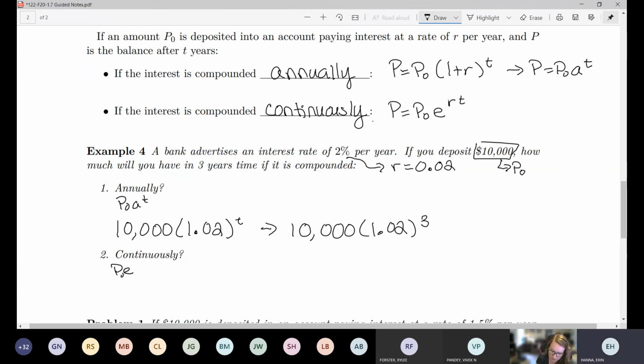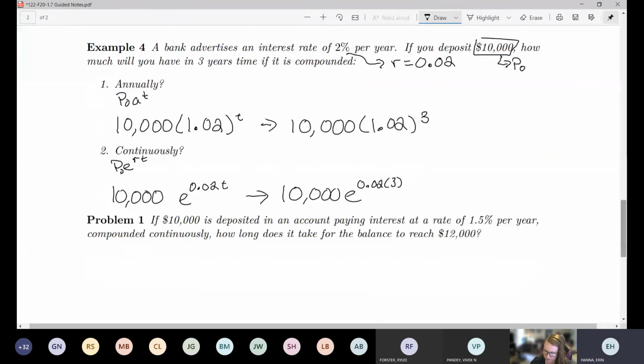Versus continuously, we're using the e to the rt form. So 10,000 times e to the 0.02 t, plug in 3. So y'all can punch that into your calculator.